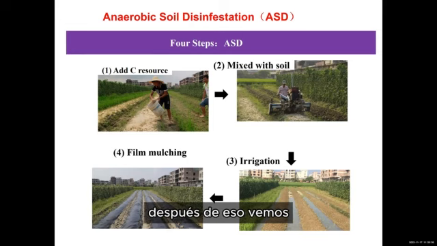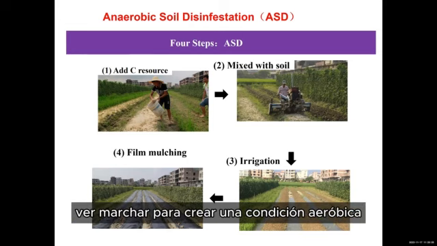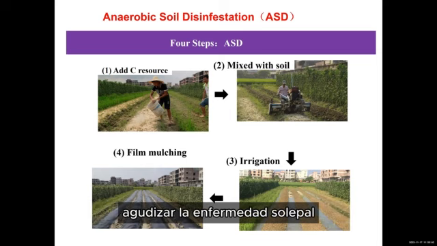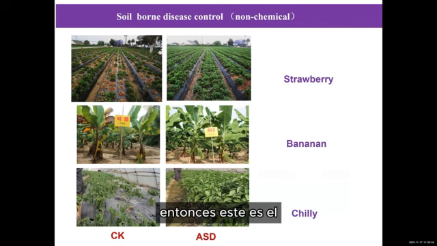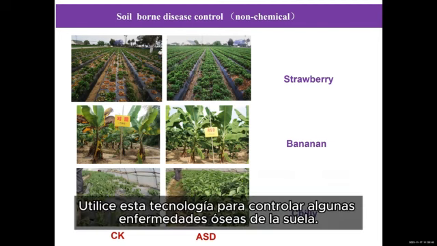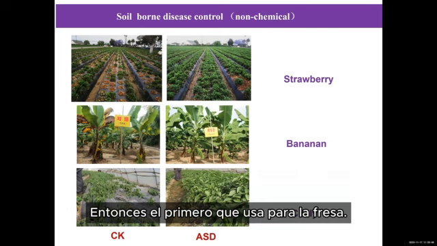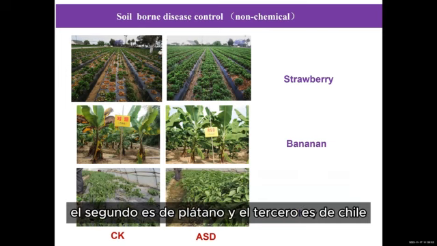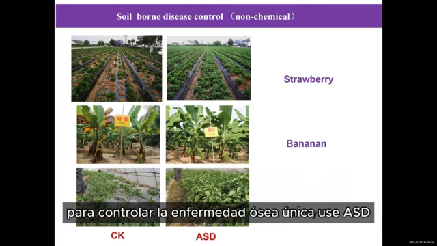After that, we will fill mulching to create an anaerobic condition to cure the soil-borne disease. So we use this technology to control some soil-borne disease. The first one is used for strawberry, the second is for banana, the third one is chili, to control the soil-borne disease using the ASD.